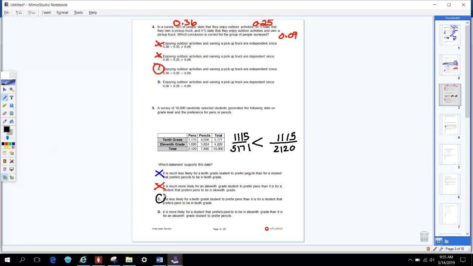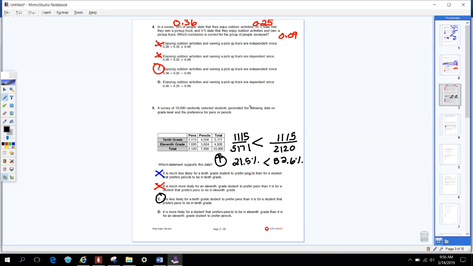So it's choice C. Because 1,115 divided by 5,171 gives you 21.5%, and 1,115 divided by 2,120 gives you 52.9%. So that's true. So because that's true, it's choice C. That was really hard.